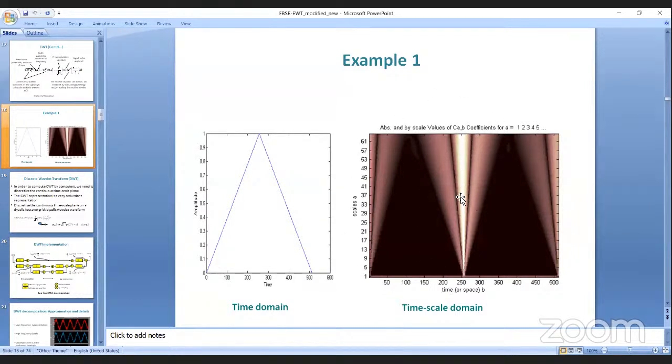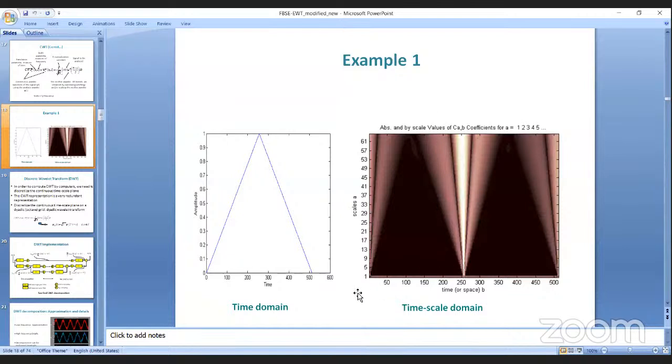So when you see this time scale representation, at low scale you have good time resolution because the spread is less in the time domain. And when you go for large scale, then you have poor time resolution, so the spread is more. So you can see we are able to analyze all the frequency components present in the signal with different kinds of resolution. At low scale you have good time resolution, at large scale you have poor time resolution. That is the multi-resolution property of the wavelet transform.